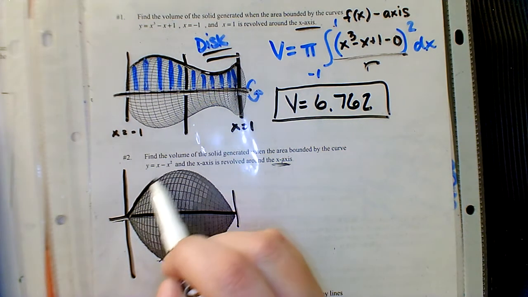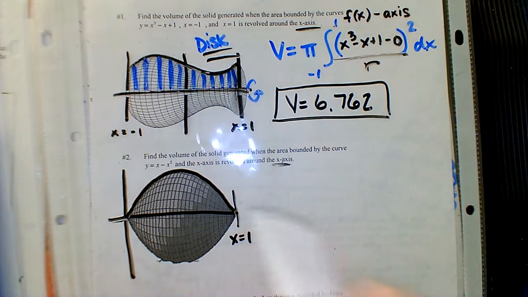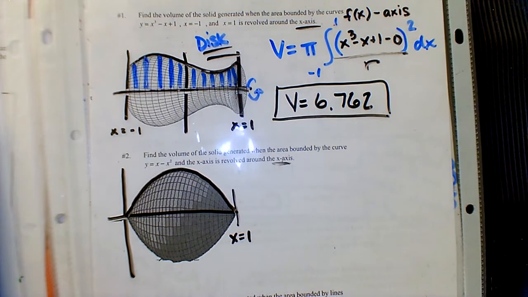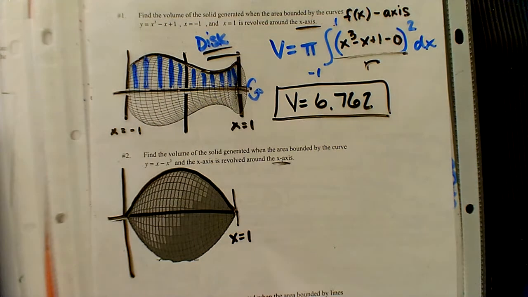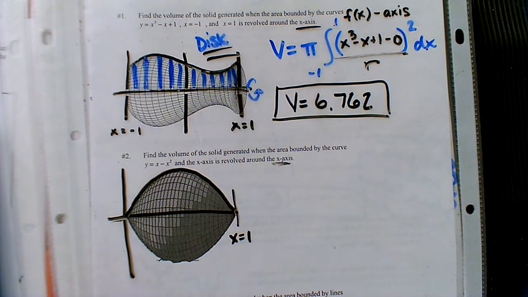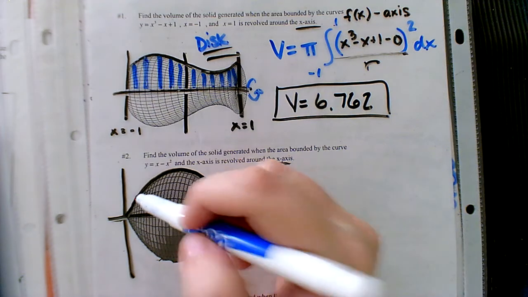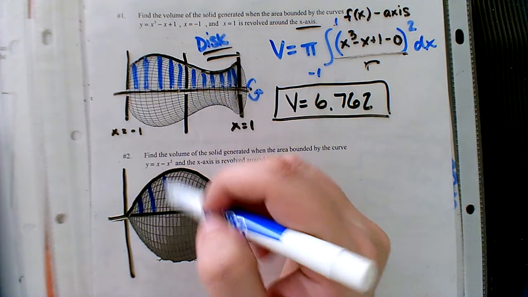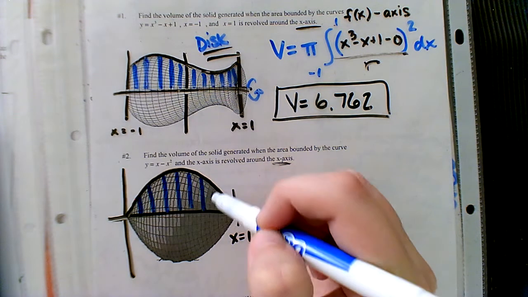And notice how the top of that shape would be the curve x minus x squared. So the axis doesn't always have to go through the middle of your shape. It could be on the end somewhere to help you out. Okay, let's go ahead and draw in our rectangles between the curve and the x-axis.